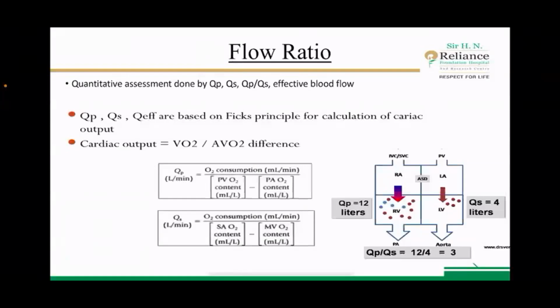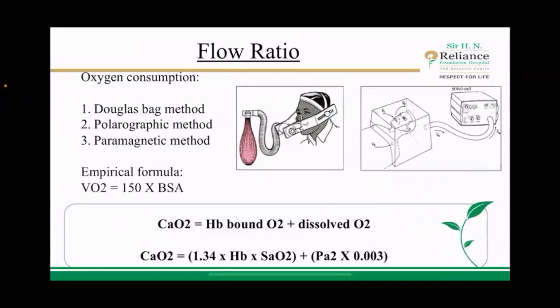So for flow ratio, the numerator was oxygen consumption. How do you calculate the oxygen consumption? There were different methods using the Hood technique, the Douglas-Baggs method, polarographic method, paramagnetic method. But routinely, these are all cumbersome and we are not using any of these.